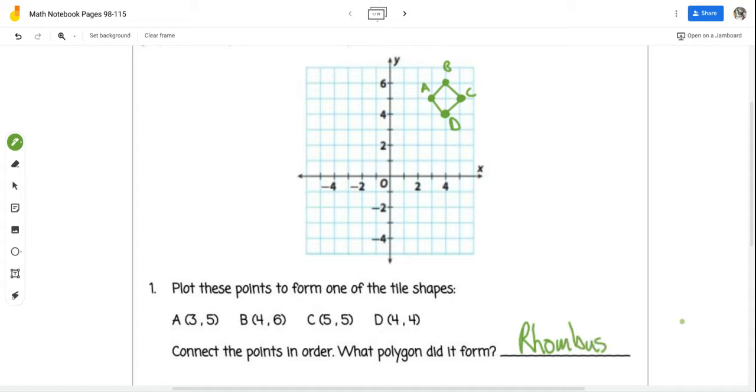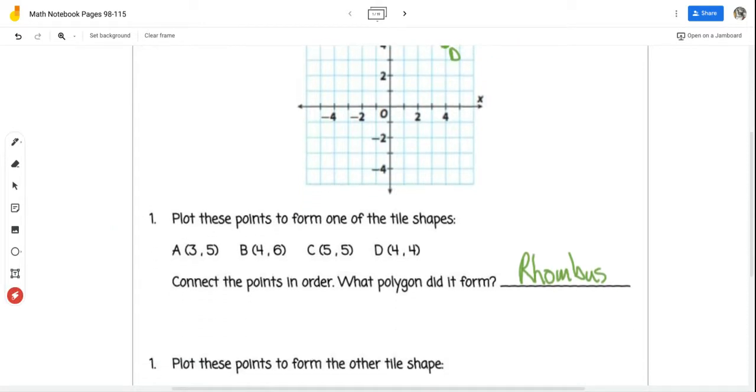A lot of people will say it's a diamond shape. It's actually a rhombus. A diamond is a mineral, one of the most abundant minerals we have on our planet and in our solar system. But this is not a diamond shape. It's a rhombus. That's the first pattern.